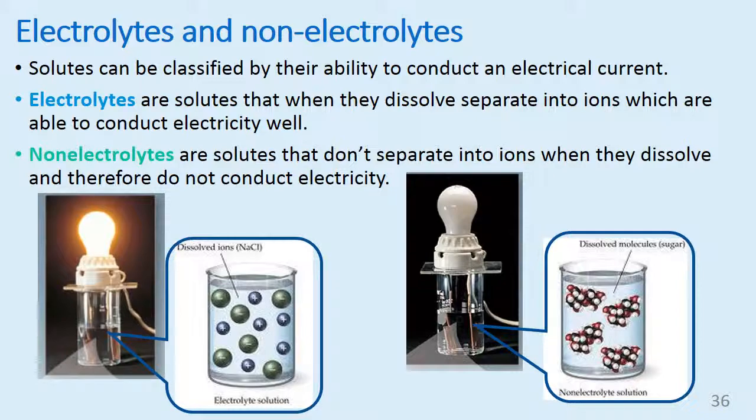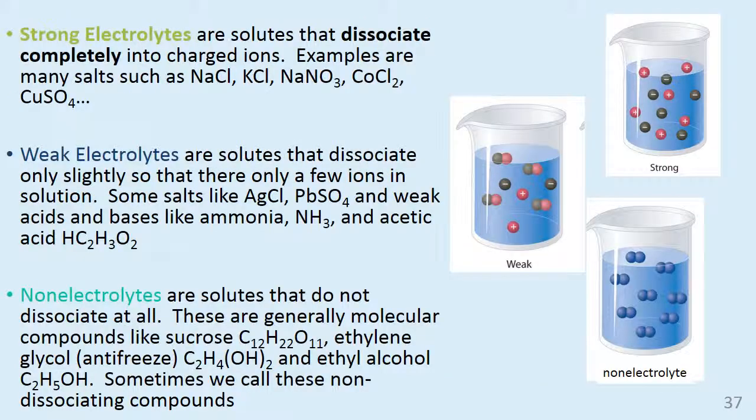Electrolytes are solutions that, when they're dissolved, will separate into ions, which then can move around the solution and conduct electricity. If a solute dissolves and does not separate into ions, then they do not conduct electricity, and we call that a non-electrolyte. There are different levels of electrolyte.